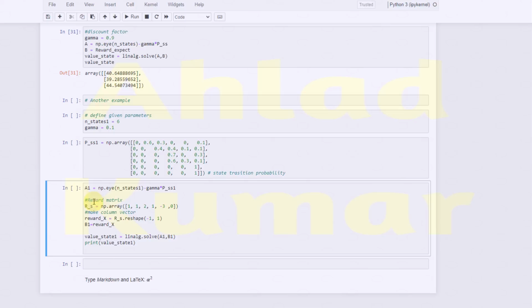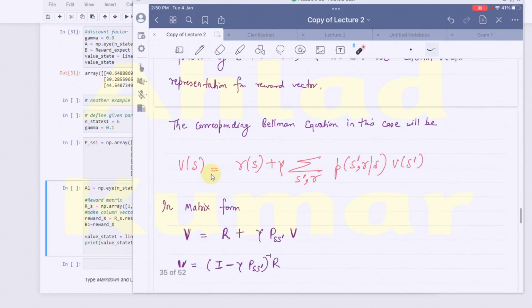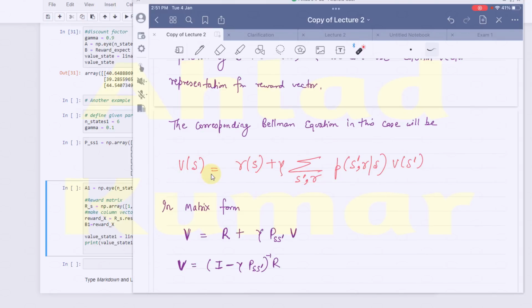Please note here that the reward matrix is not a matrix, it's an array, and the reason we have already discussed: you know that the value function will also be a column vector. You want the right side of it to be a column vector, so that's why your reward matrix will also be a column vector. The second reason is that there is no intermediate S and S prime transition reward given. It's an absolute reward which is already given. That's why we are defining it as a column vector.